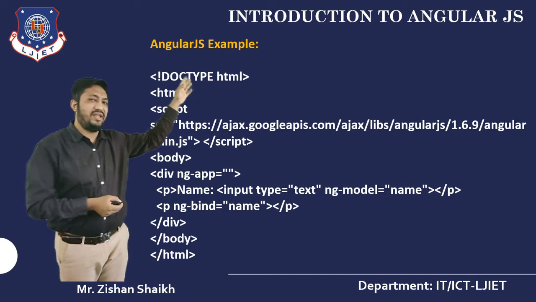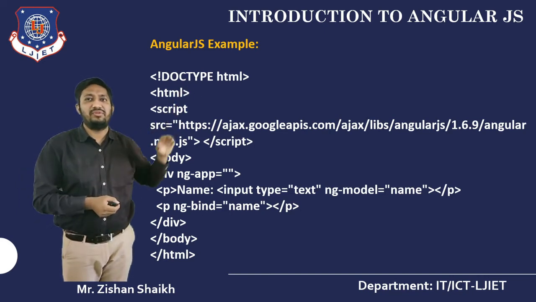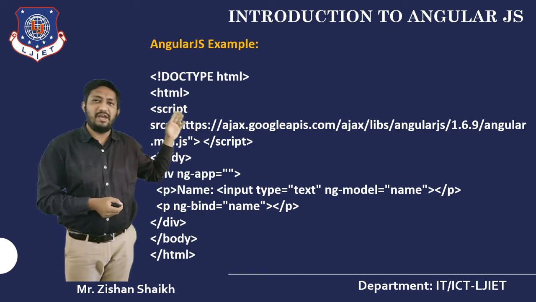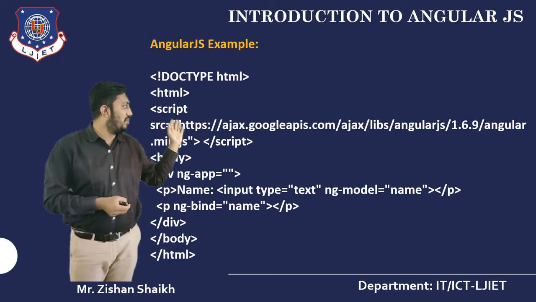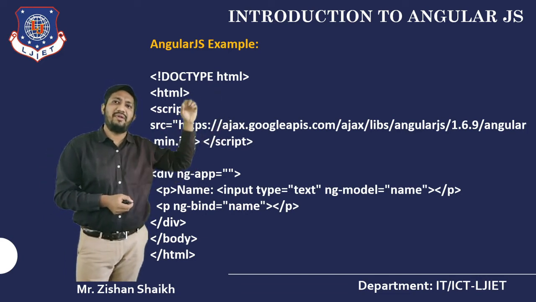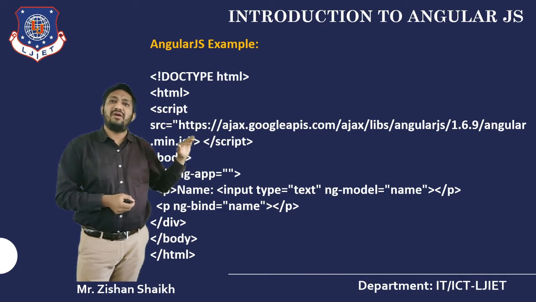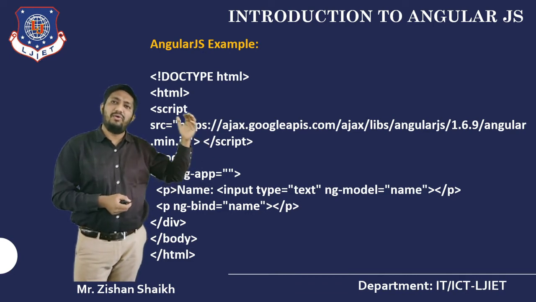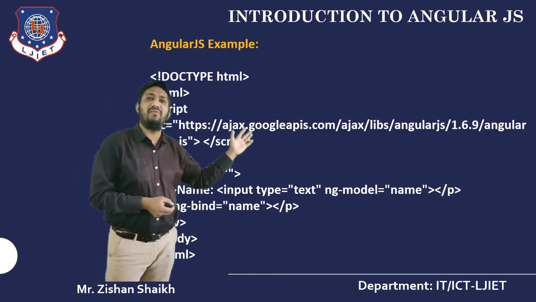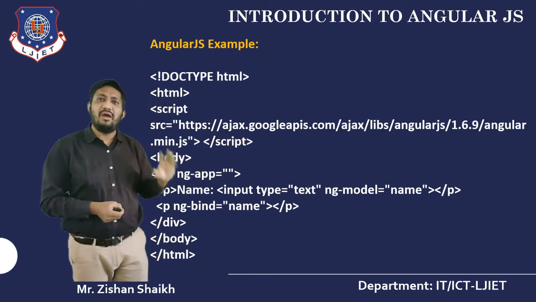So for that, the first line we write is doctype. That is the mandatory thing. Then HTML, then script tag. In the script tag we are writing the CDN line code of your AngularJS, from where our AngularJS library will be fetched. But another alternative is that you can download the source code, and in src you can write the path where our AngularJS library is available.